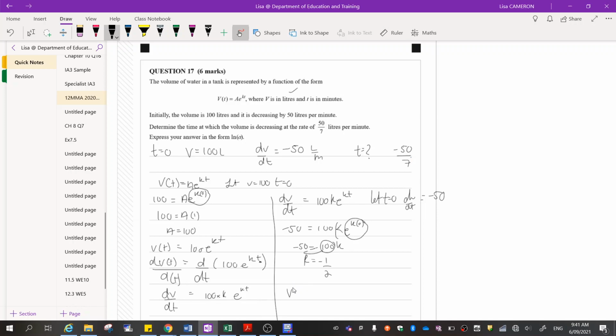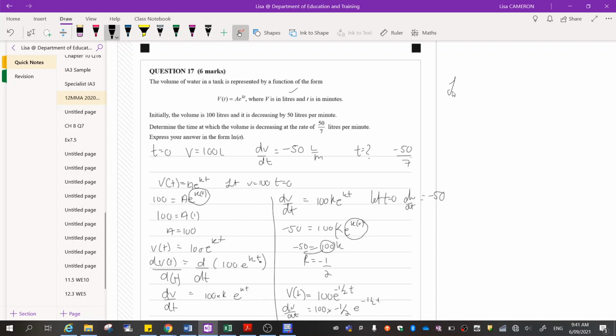So our model is V(t) equals 100 e^(-t/2), and I know that the derivative of that model is equal to 100 times negative a half e^(-t/2), and then I can simplify that later. Okay, so now the next thing that we're going to do is determine the time when the volume is decreasing at this rate.